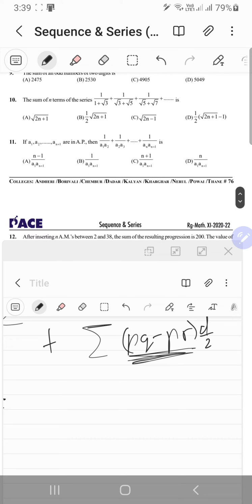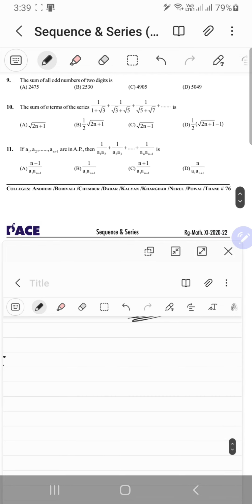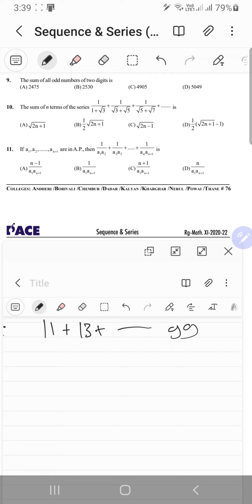Sum of all odd numbers of 2 digits. All odd numbers of 2 digits. So 2-digit odd numbers start from 11. So 11 plus 13 all the way till what? 99, right? So there's like difference of 2. Well, what's n? We don't know what n is.